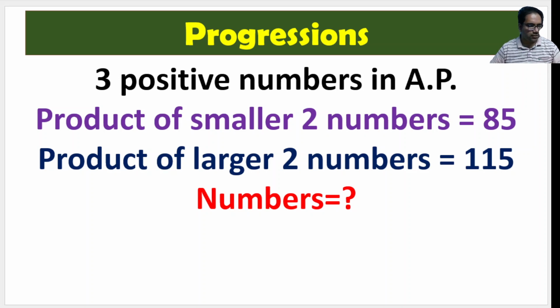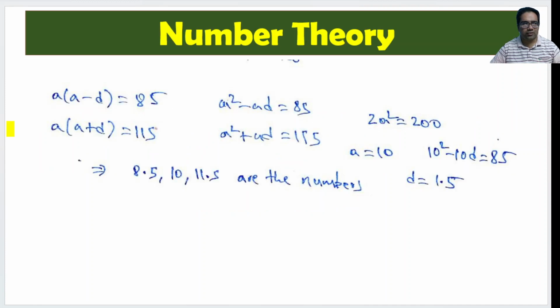The first number is a minus d, second number is a, and third number is a plus d. Just for simplicity, we call the middle number a, the lower number a minus d and the upper number a plus d. Instead of a plus 2d, this is just for our simplicity.